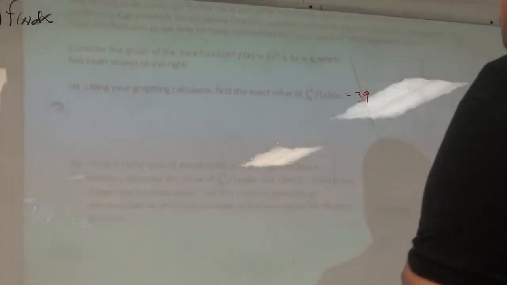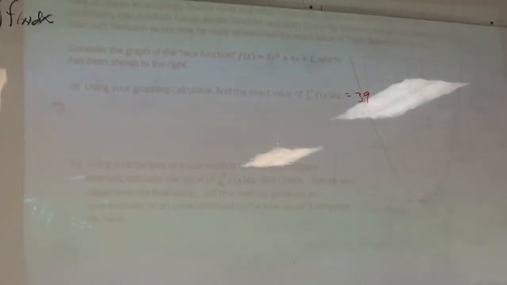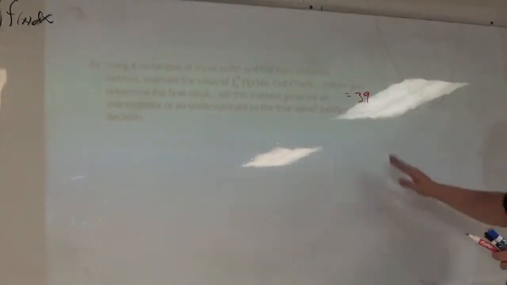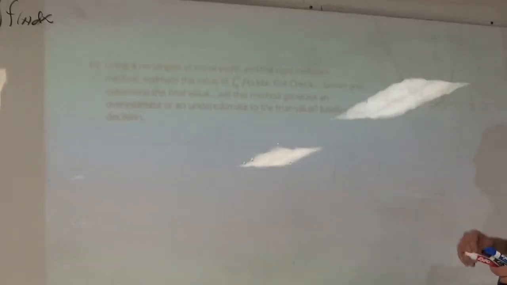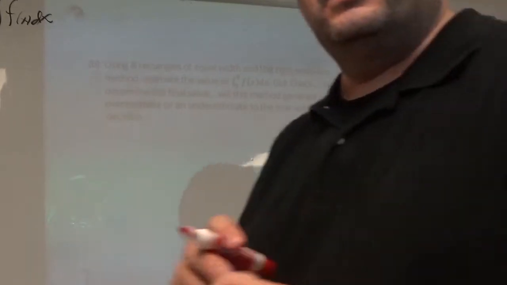Using 8 rectangles of equal width and the right endpoint method, estimate the value of the integral from 0 to 3. Before you determine the final value, will this method give you an underestimate or an overestimate? How many guys are going for an underestimate here? How many guys think we're going to have an overestimate? How many of y'all have no idea what's about to happen?